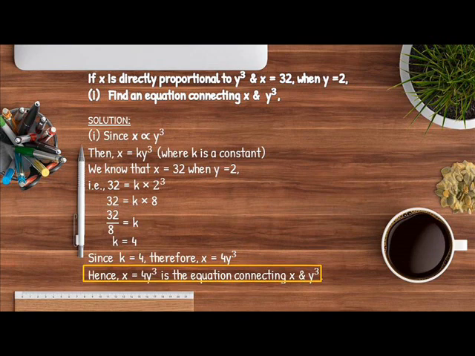In order to find the value of k, we will transpose 8 to the left hand side where it will be divided. So we have 32 over 8, that is equal to 4. So the value of k is 4. So our equation x equals ky cube becomes x equals 4y cube. Hence x equals 4y cube is the equation connecting x and y cube. Now we can use this equation to find the unknown values.